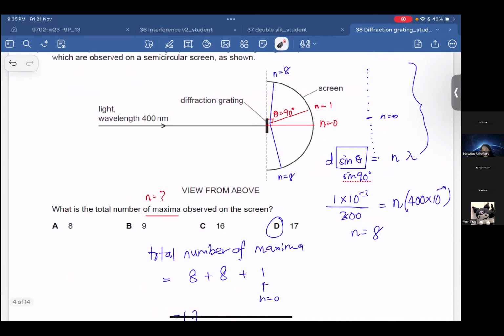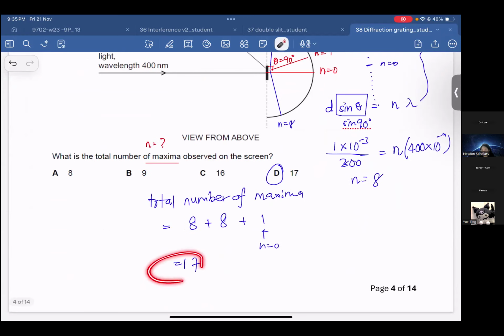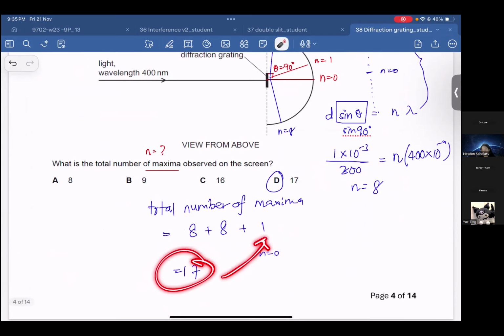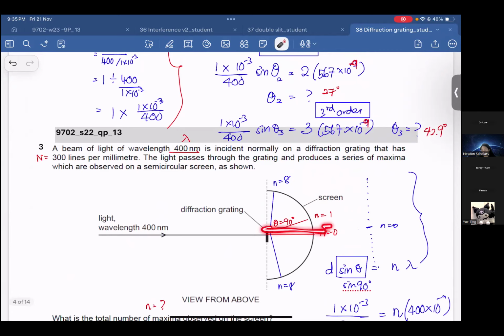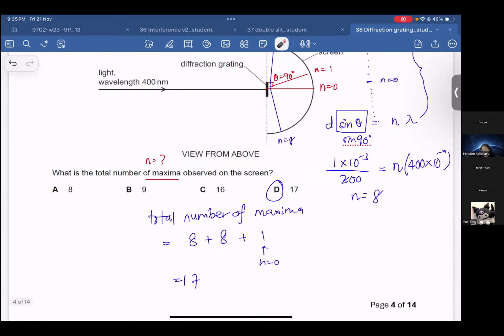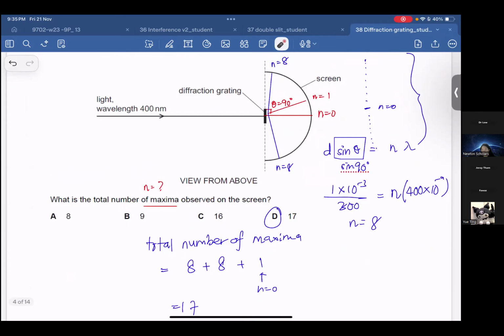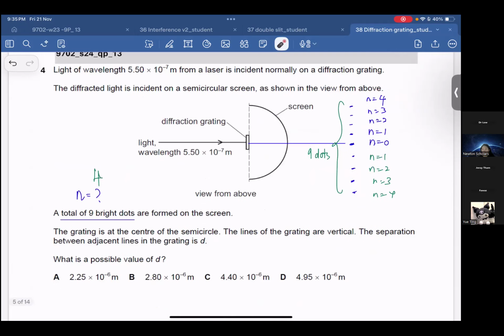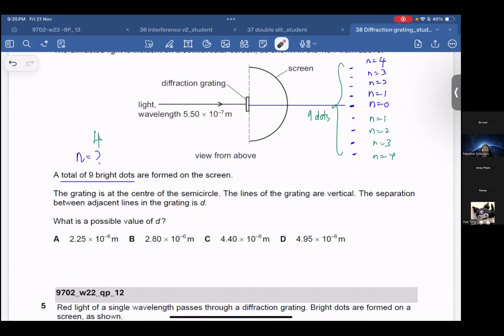But what is my n? My n is 8. Why is it 8? For 17, I need to minus 1 first, then divide by 2. I minus the center, n equals 0, and ignore this first. So at the end, I get 16 divided by 2, then my n is equal to 8. So actually, this question is the reverse of the previous question.